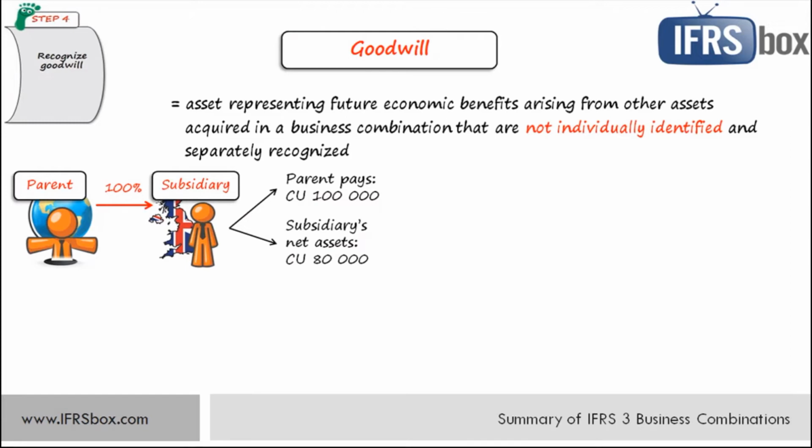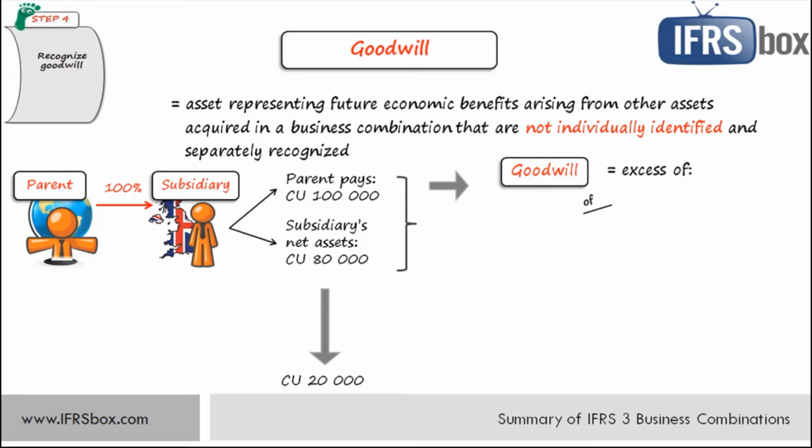Here we have a difference of 20,000 currency units, and this difference is nothing else than goodwill. In fact, there are more things to watch out for when calculating goodwill. It's the excess of the aggregate, or the sum, of the following amounts: the consideration transferred measured in accordance with this IFRS, which generally requires acquisition date fair value, simply speaking, the payment for interest in subsidiary.